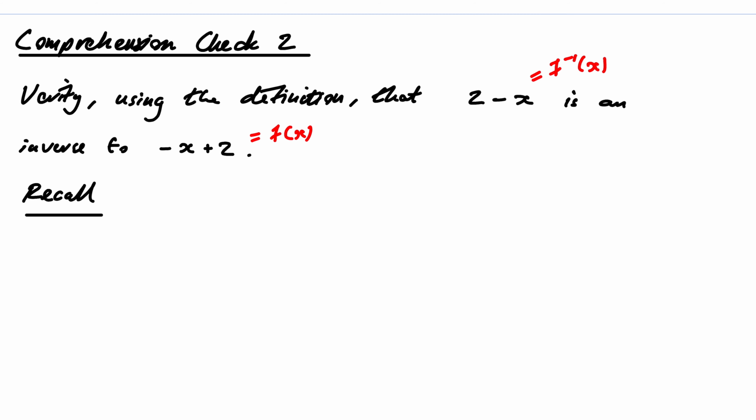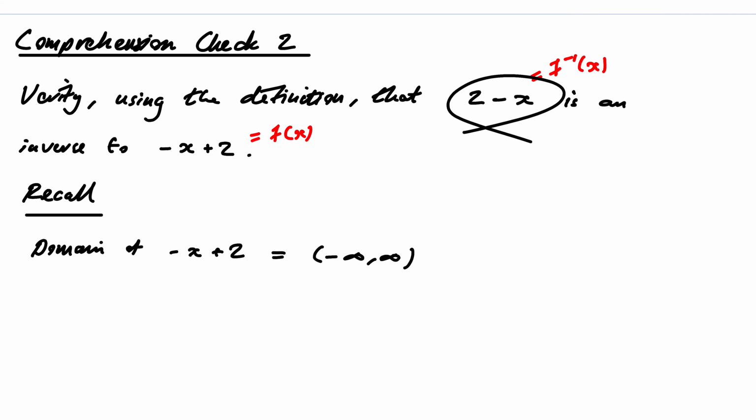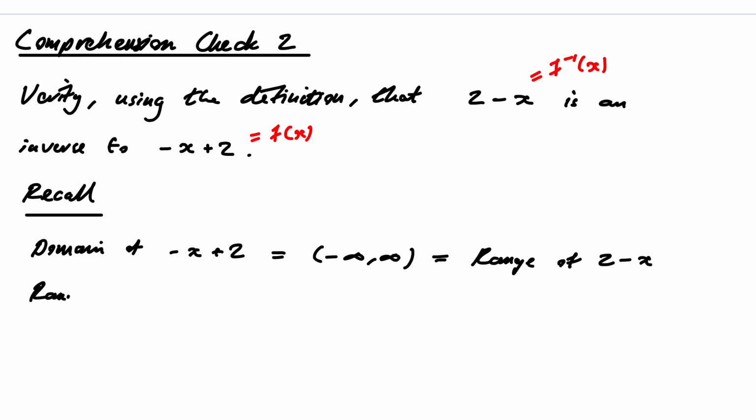So the domain of minus x plus 2, well, that's of course equal to all numbers. And this is a nice linear function. It's going to have the same range. So remember, inverses flip ranges and domains. Similarly, the range of minus x plus 2, same thing, it's minus infinity to infinity. That's equal to the domain of the other function.